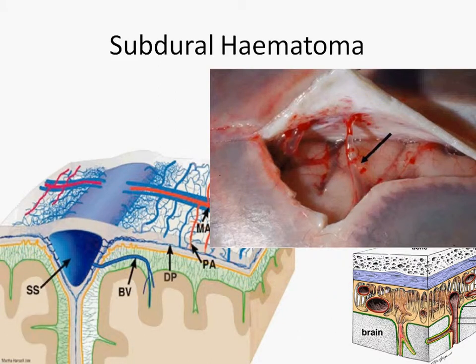So when somebody hits their head, their brain shakes within the skull, backwards and forwards, but these veins are tethered here into the dura, and these may shear and break and then bleed into the subdural space, which you're looking at here.